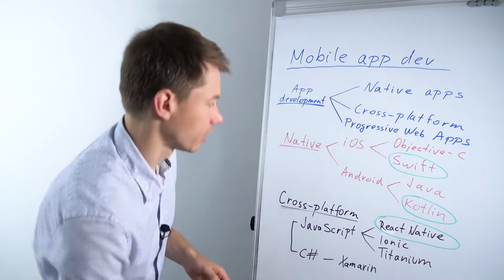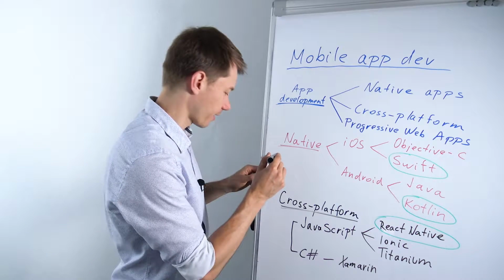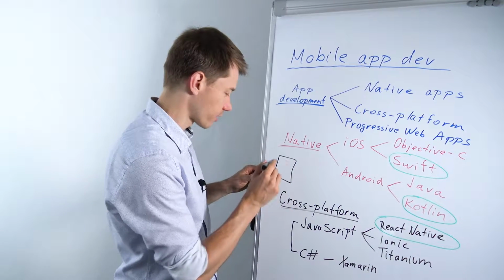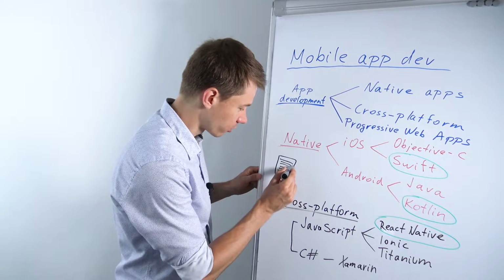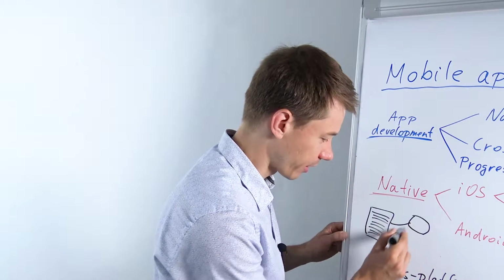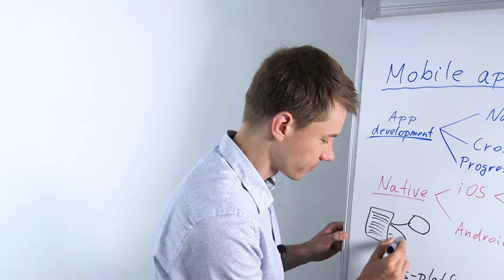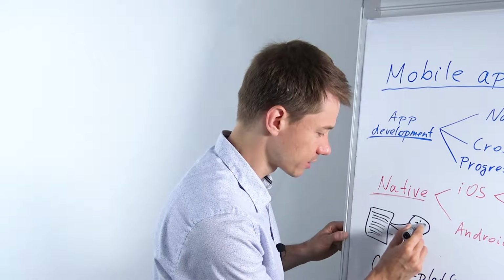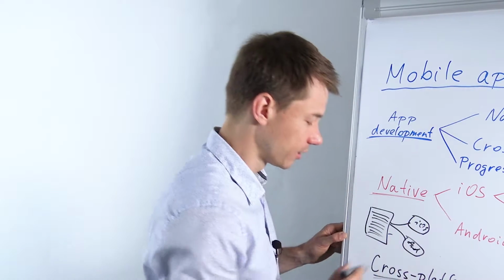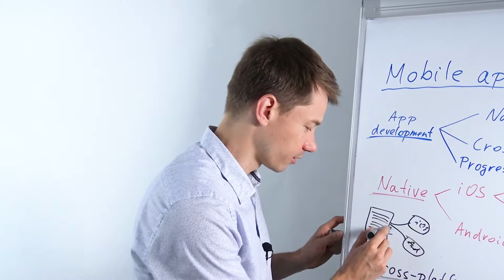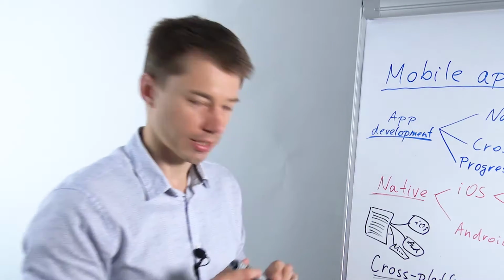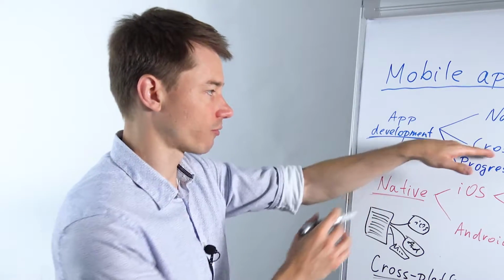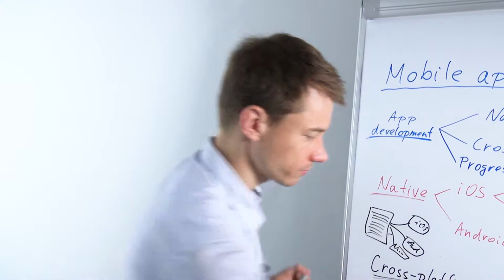So actually, I can show here a source code. Say this is a source code, lots of code, and from this code, two different packages are built, 1 and 2. One is for iOS and the other one is for Android. And the third one could actually be for Windows phones. Okay, so this is how the cross-platform applications work.